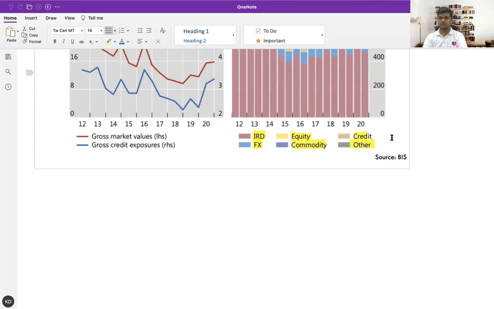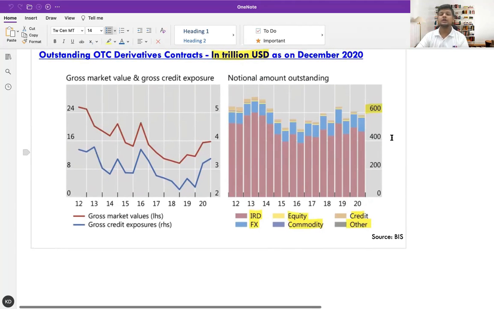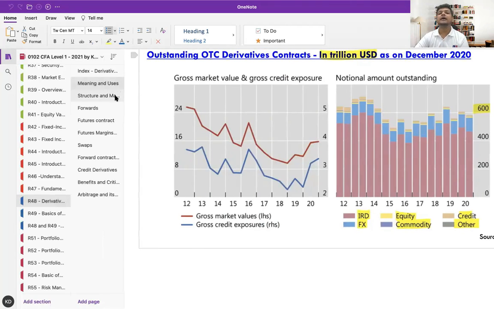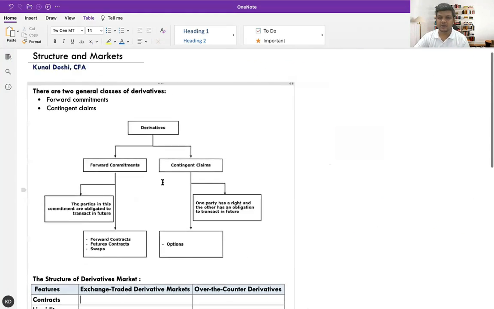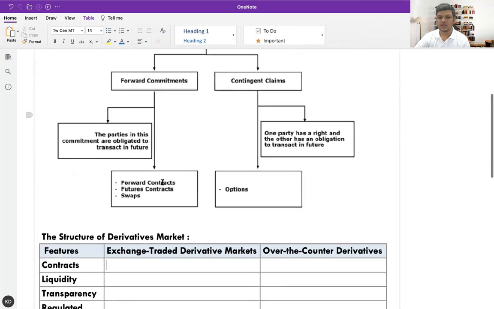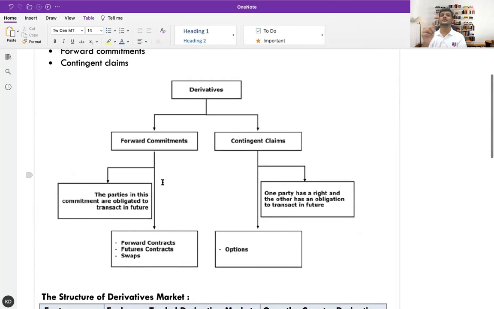In that graph, the IRD is interest rate derivatives. They are swaps, which is in the next slide. I'm actually going to come to that, but still, okay. It is basically swaps and forward rate agreements on interest rates. Those are the two things that will be focused on here in Level 1. In Level 2, you will also be doing interest rate options.